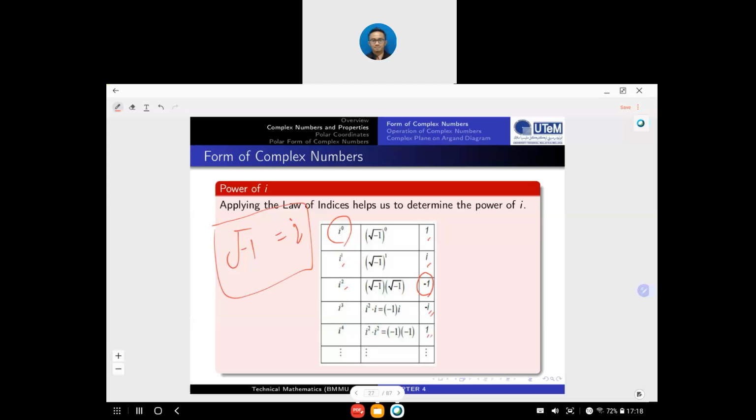It depends on the question. If you want it in rectangular form or Cartesian complex number, it is expressed as a plus bi. This is as an introduction.